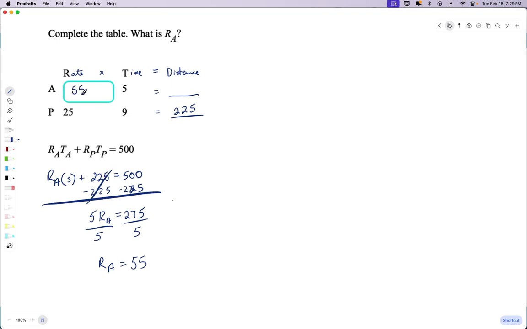So if this is 55, just for funsies, we know that 5 times RA is 275 because we already did the math. So when we add these two together, we should get 500, and we do. So this is a true statement. We kept all of our numbers accurate. So you see, it's not really that complicated once you understand what those variables are standing for, right? That's what they're in there for. Rate times time of this person is this person's distance. And the rate times the time for this person is their distance.